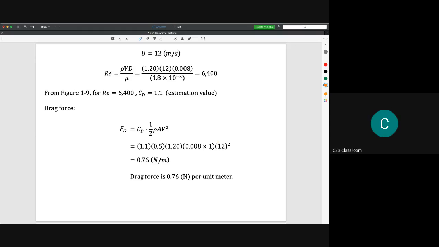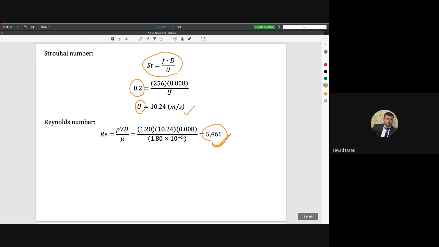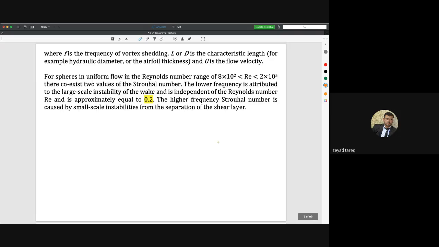Doctor, excuse me. In this question, why did we go to the Reynolds number? We found the Strouhal number and velocity. Does the question ask us to find the Reynolds number? No. So why do we have to?